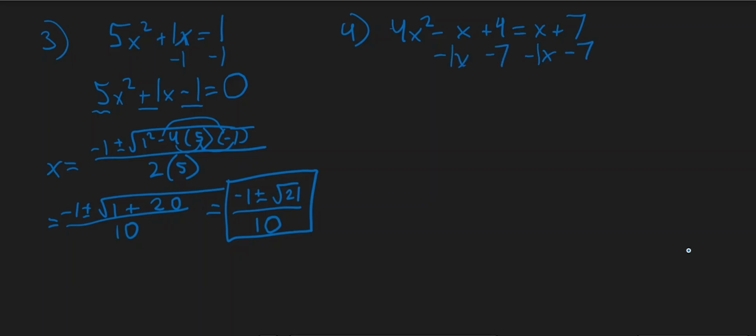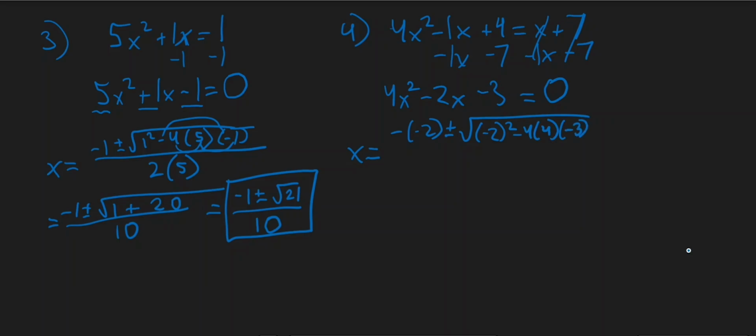And these terms cross out, and we have left 4x squared. And then negative 1x minus 1x gives you negative 2x. And then we have 4 minus 7 gives you negative 3. And then we have 0 on the right side. So you want to plug all these terms in place of a, b, and c in our formula once again. x would be negative b, so negative of negative 2, plus or minus the square root of b squared, minus 4 times a times c, divided by twice a, which a would be 4.